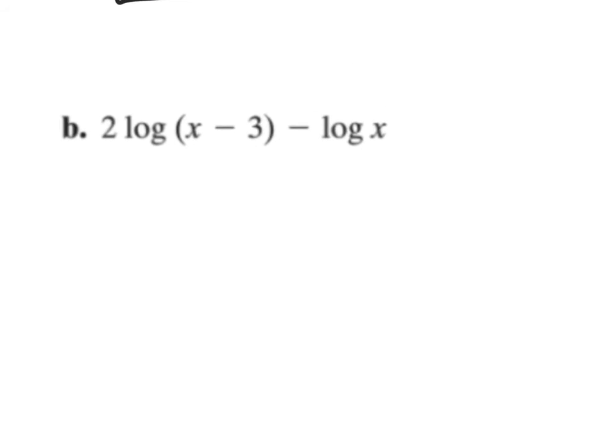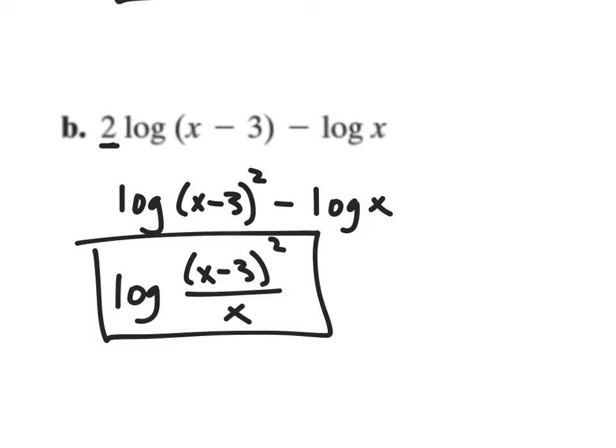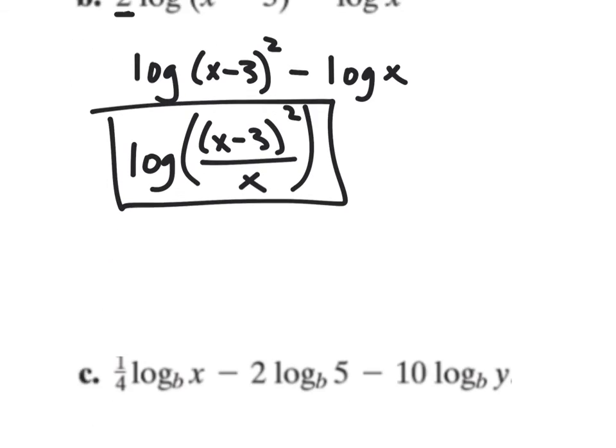Let's take a look at this guy here. Let's do the opposite of the power rule first. So let's bring that 2 up. So we've got log of x minus 3 squared minus log of x. Now, because I'm subtracting them, I want to divide what's on the inside, so log of x minus 3 squared divided by x. And that is mine. You can put parentheses around that if you want, but you don't have to. Okay, so that's what I got there.